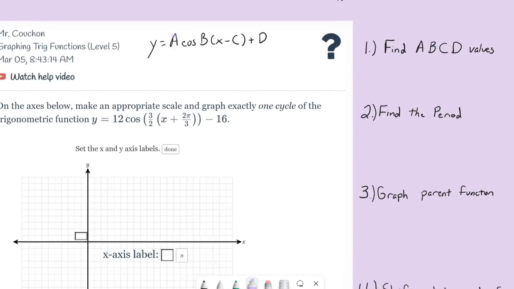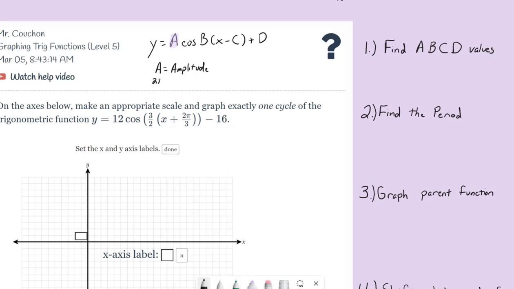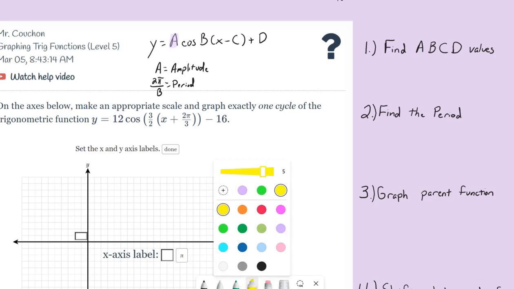Okay, the a is the amplitude. A is amplitude. Now the b value isn't the period, but we use it to find the period. So 2 pi over b is the period. And I'm going to use a different color for that. Let's go with yellow.